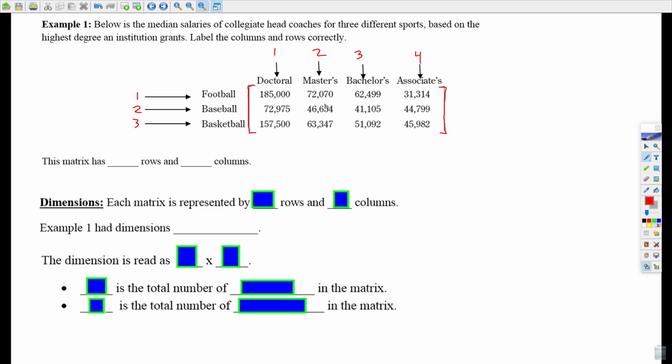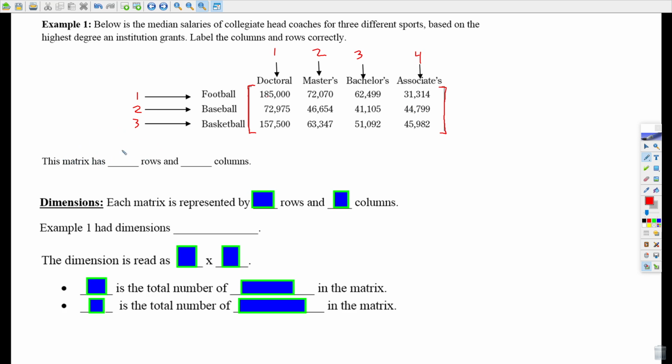So the way you can read this is, if you were asked the question, how much would a baseball coach earn if he had the bachelor's degree? You could look for baseball, match up with bachelor's degree, and you'd find, okay, that's $41,000. That's how you read this. If you know the two things, you can figure out the salary. So it's just a block of data. Every single thing in here is considered an element of the matrix.